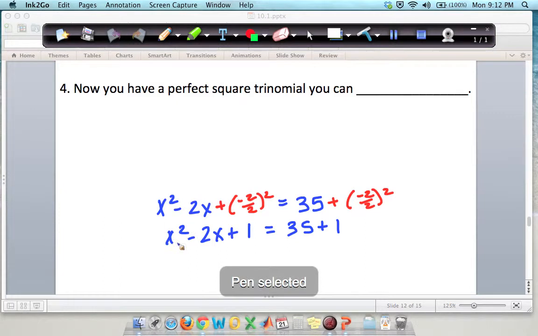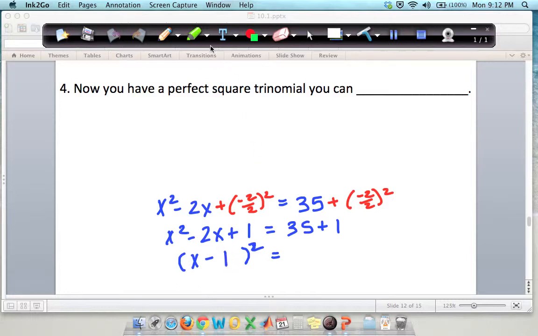So this left-hand side is a perfect square trinomial. I can factor it. I know it's going to be the same two factors, so I go ahead and start right away and just write it as squared like this, instead of writing it twice. And you need two numbers that multiply to be 1, add to be -2. And that happens to be -1.